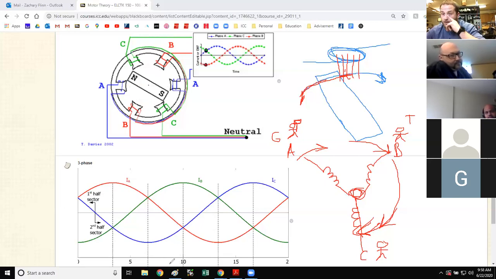Let's just say right here. At this point, I'm going to try to highlight what's going on. So who's red? Garrett, phase A. Yep. So at this point, you are doing a little bit of pushing, right?